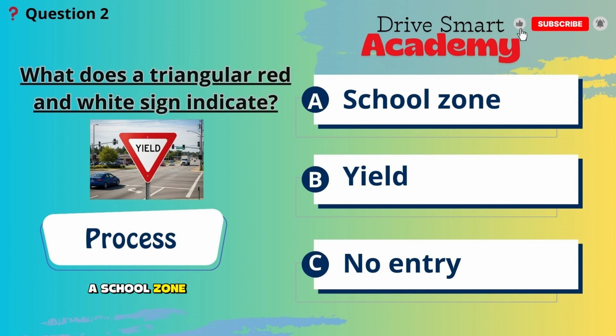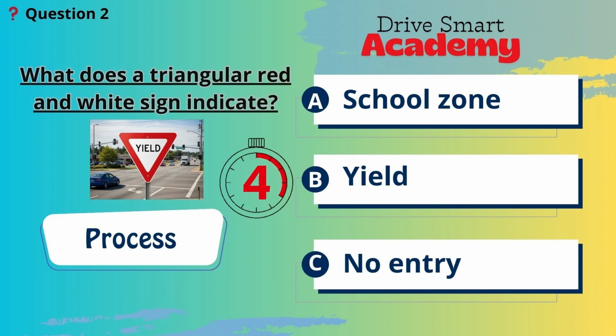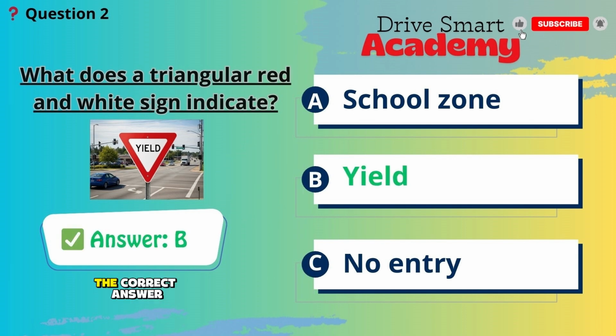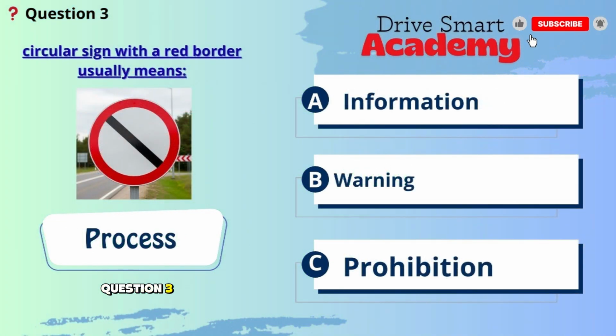Question 2. What does a triangular red and white sign indicate? A. School zone. B. Yield. C. No entry. The correct answer is B. Yield.